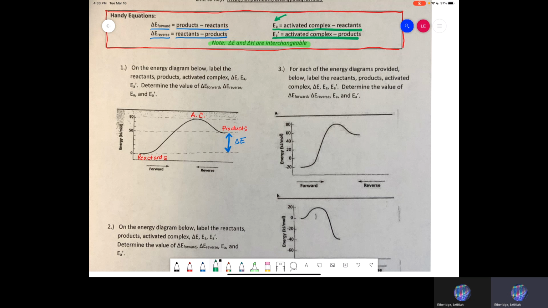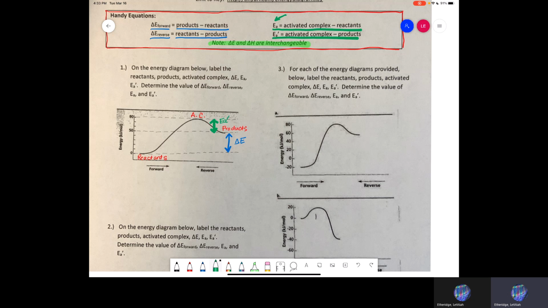The next thing, it wants me to label EA prime. Well, EA prime, if you take a look at your definition, is going to be the activated complex to the products. So that is activated complex to the product line. Let me make my line a little bit smaller. This is going to be EA prime.